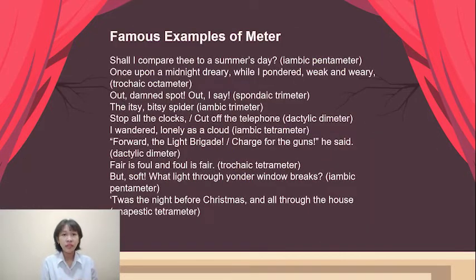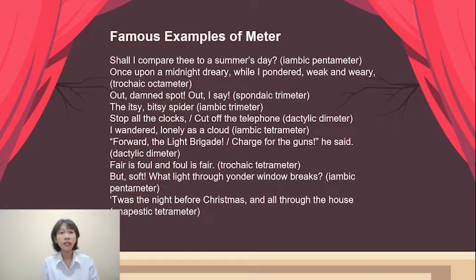Famous examples of meter. Meter is found in many famous examples of poetic works, including poems, drama, and lyrics. Here are some famous examples of meter. "Shall I Compare Thee to a Summer's Day" is the example of iambic pentameter. "Once Upon a Midnight Dreary While I Ponder Weak and Weary" is the example of trochaic octameter. "Out, damned spot, out, I say" is the example of spondaic trimeter. "The itsy bitsy spider" is the example of iambic trimeter. "Stop all the clocks, cut off the telephone" is the example of dactylic dimeter.